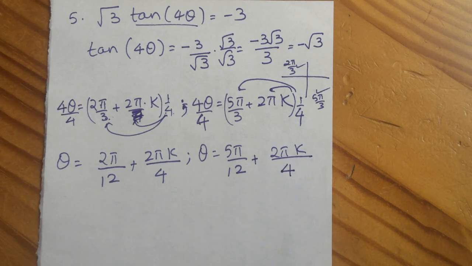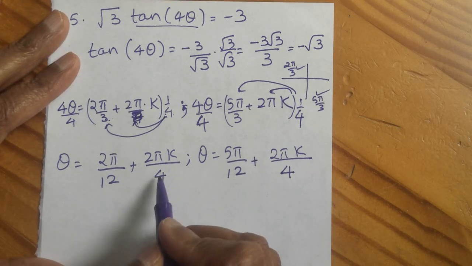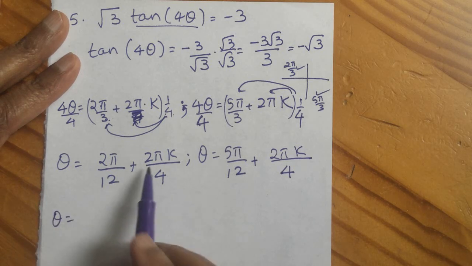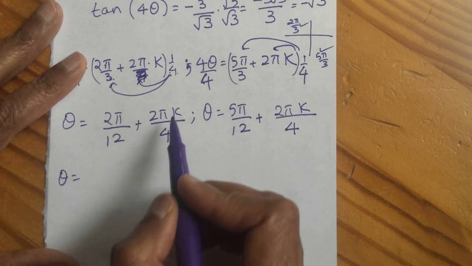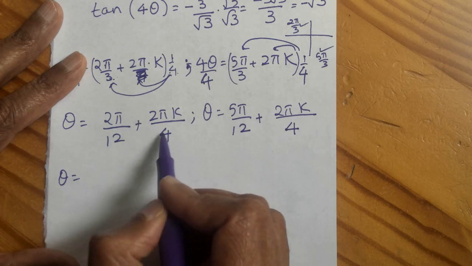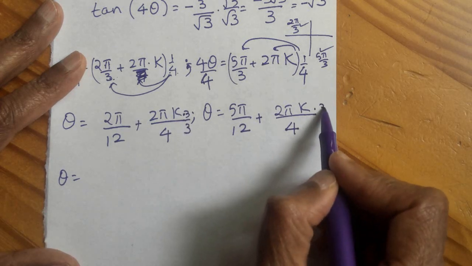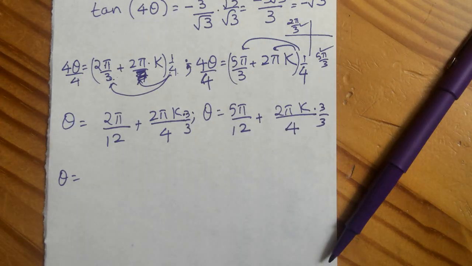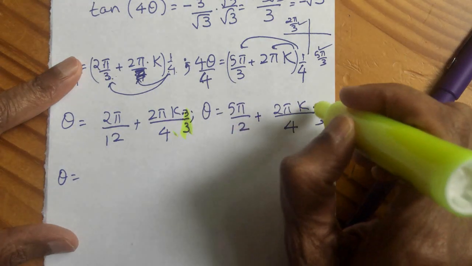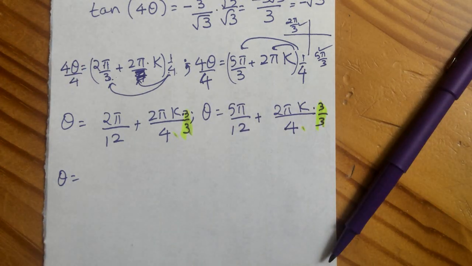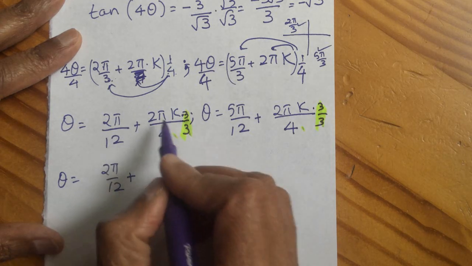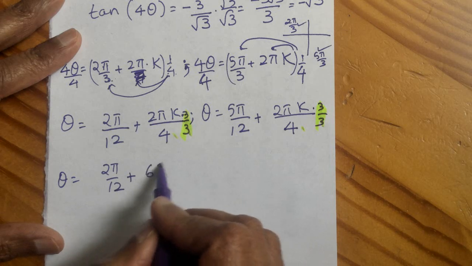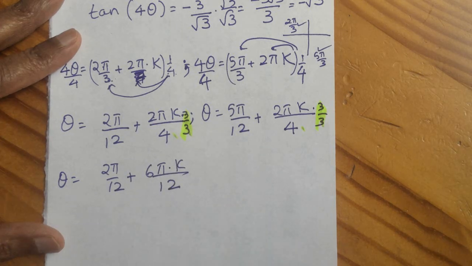Now I have to make them both have the same denominator. So I'll make 12 my denominator. The reason I do this is because I'm going to substitute for k and I'm adding fractions, so it's better they have the same denominator before I start substituting for k. So basically I multiply top and bottom by 3. 4 times 3 is 12. So I get my same denominator. So this is 2 pi by 12 plus 2 times 3 is 6 pi k over 12. So I got this one.